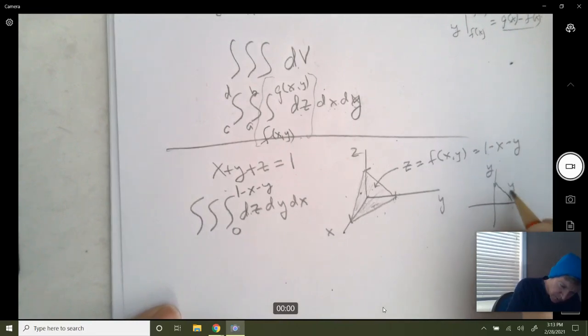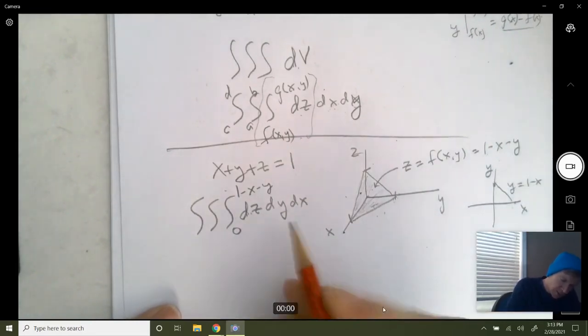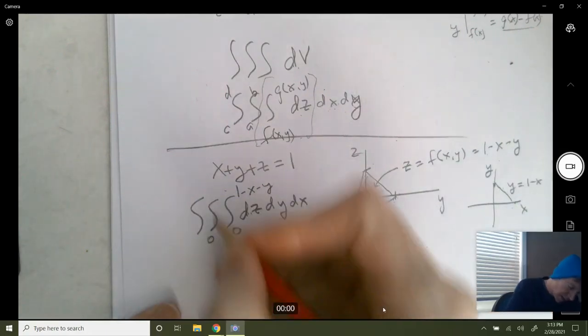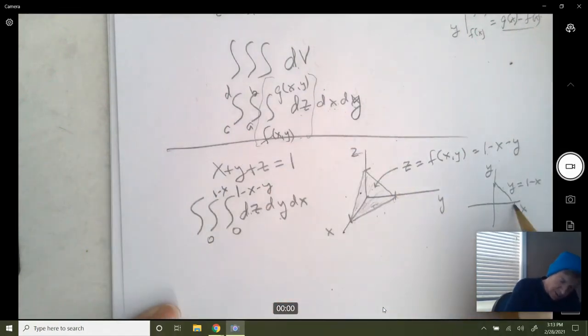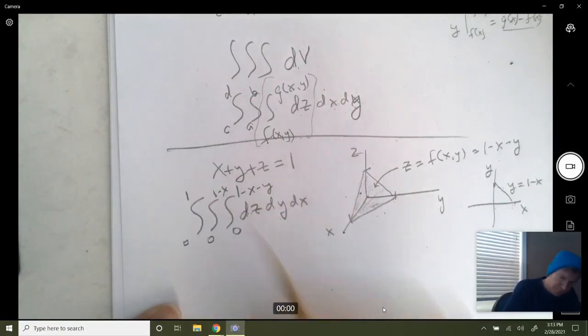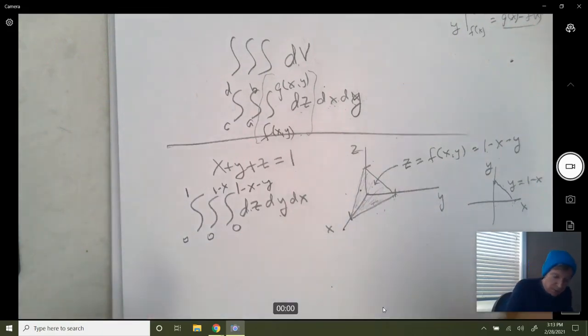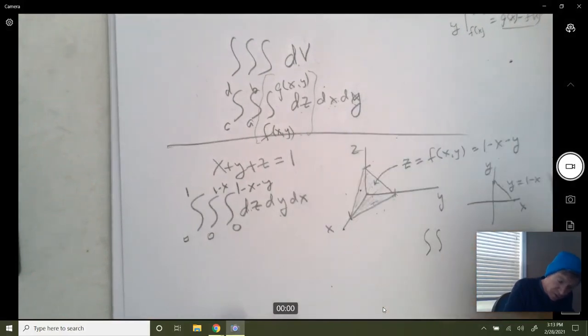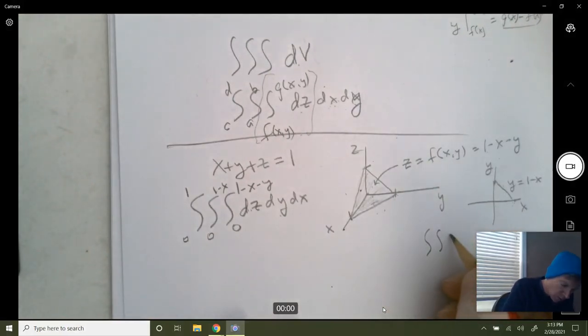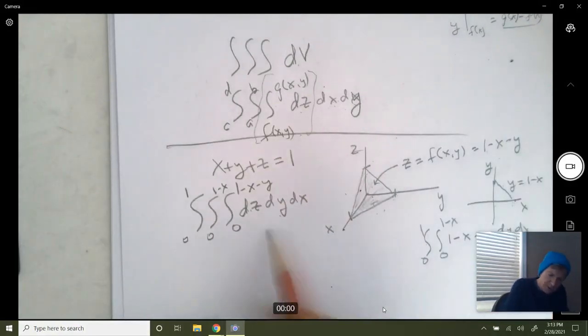And then this is going to be y equals 1 minus x. So the y goes from 0 to 1 minus x, and the x goes from 0 to 1. Okay, that's going to give you volume. Now, another way you could have done this is with a double integral of your function, which was 1 minus x minus y, dy dx, y from 0 to 1 minus x, and x from 0 to 1. Okay, these give you the same thing.